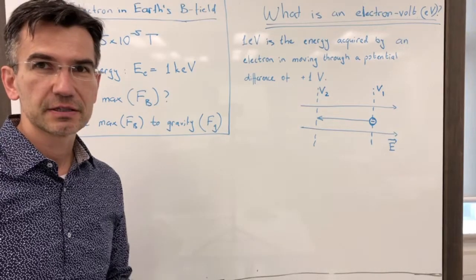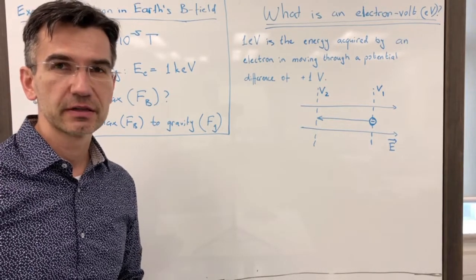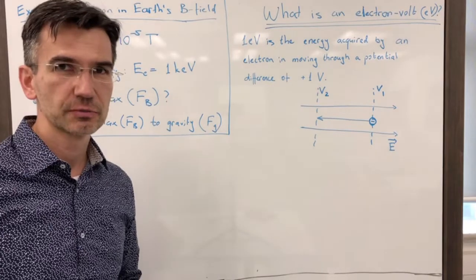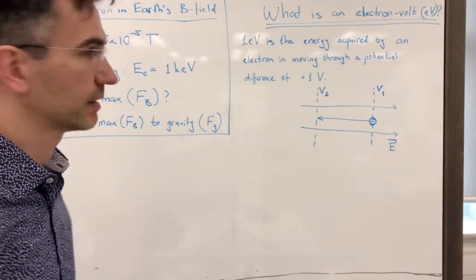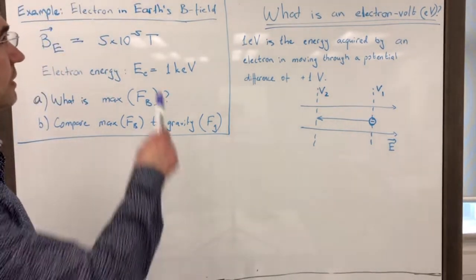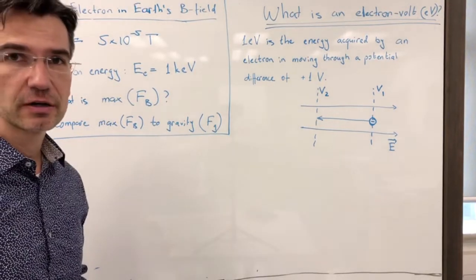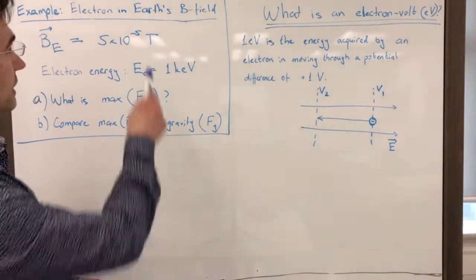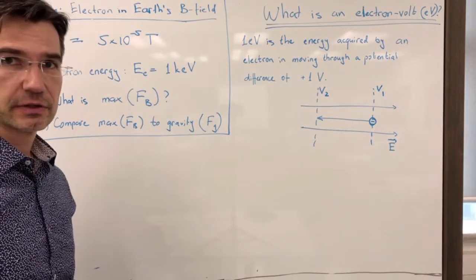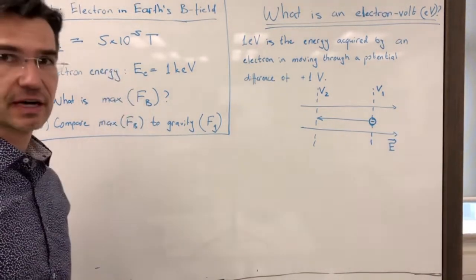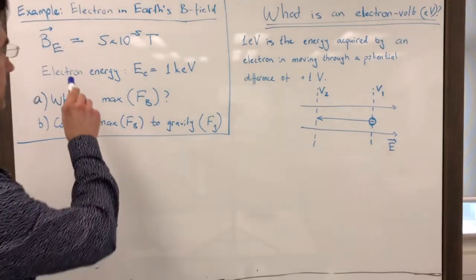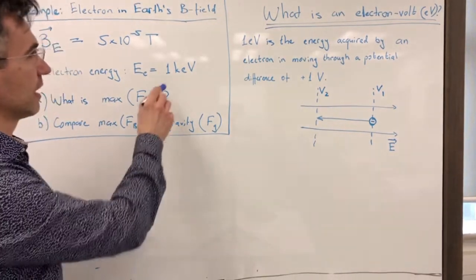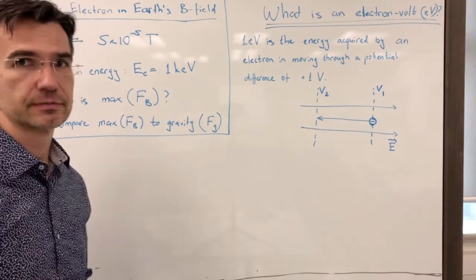This is going to be a solution to the second example in the lesson on the magnetic force on moving charged particles. The question there is, you have the example of an electron moving in Earth's magnetic field. We're given that the strength of Earth's magnetic field is 5 times 10 to the minus 5 Tesla, and we're told that the electron has an energy of 1 kilo electron volt.